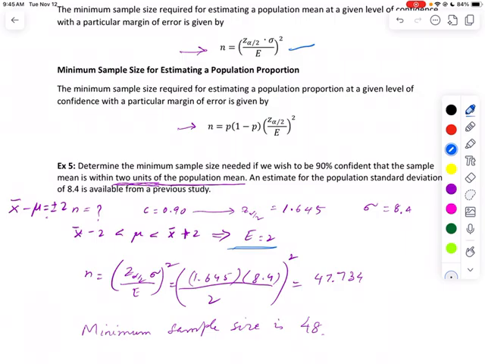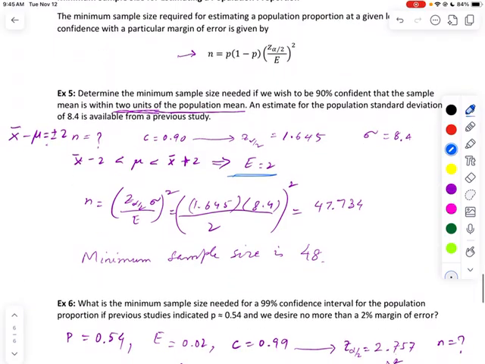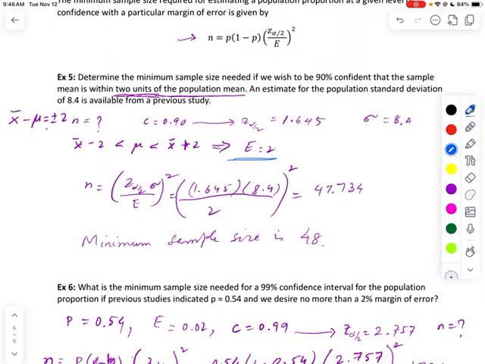So n will be equal to (z alpha over 2 times sigma over E) squared. Our z alpha over 2 is 1.645, found from the critical values table, and then we have our sigma, which is 8.4, and the error is 2, and we get 47.734. So the minimum sample size is 48. Remember, we always round up. So this automatically rounds up, but still remember we always round up. So this will be the final answer.